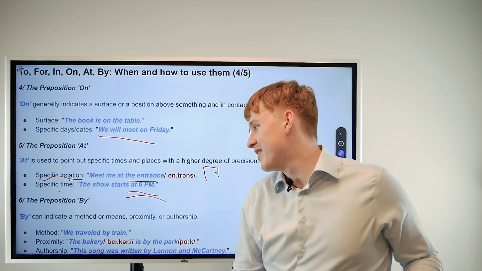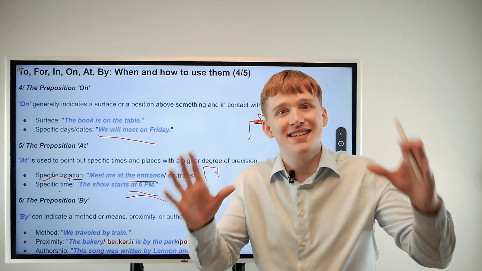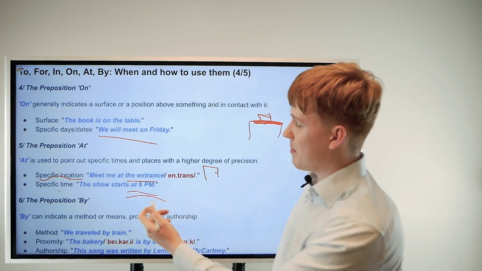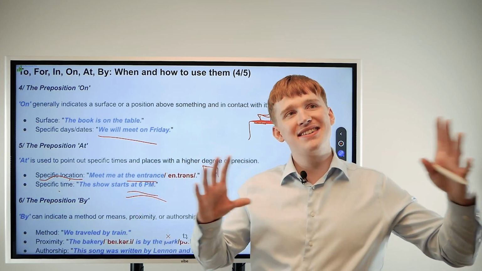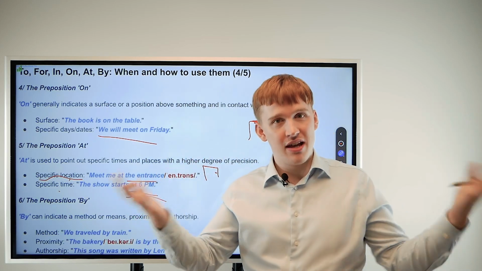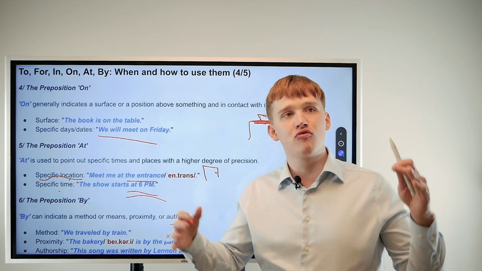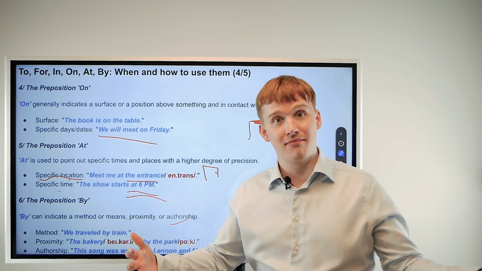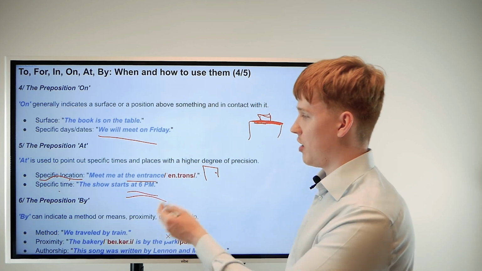So next up, we're going to be talking about the preposition by. When do we use by? We use by when we're talking about the method or the means of how we did something, or we're talking about proximity, which is how things in space link to each other. Or authorship. Who wrote or made something? That is the author of something. So let's have a look at some examples here.